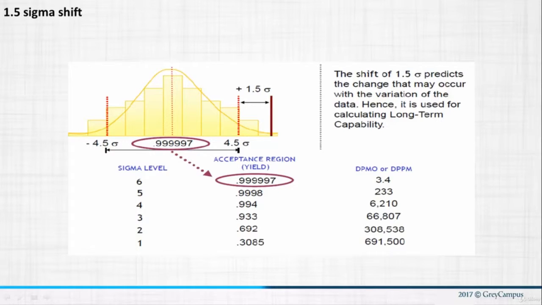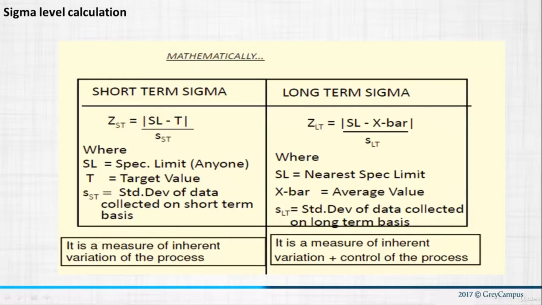The 1.5 sigma shift is a theory that is applied to Six Sigma that is used in the change of variation over time. So when we talk about long-term process capability, there's going to be a 1.5 sigma shift that occurs over time. Here is short-term versus long-term Z-scores and the specification limits to that.